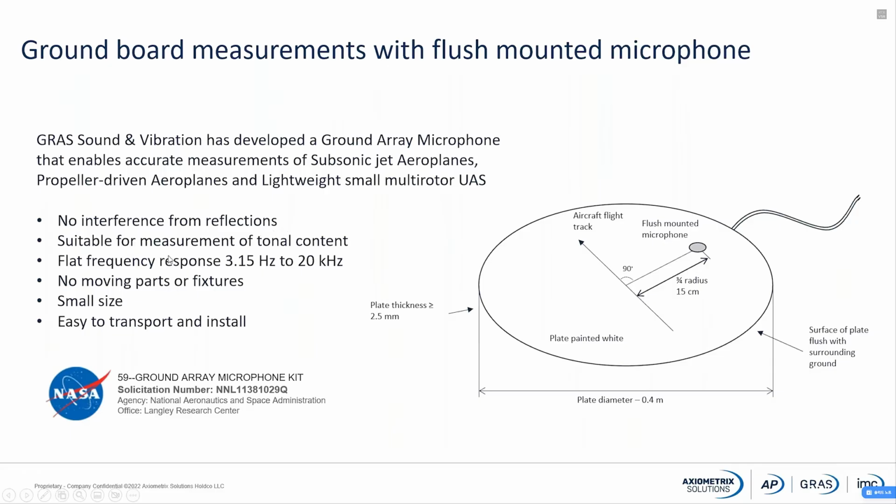And that will give no interference from reflections from the ground. It will be suitable for measurement of tonal content. It will have a flat frequency response from 3.15 hertz up to 20 kilohertz. And there are no moving parts or fixtures, so you can't mess up the 7 millimeter. It is small in size. It's only 40 centimeters, and it is easy to transport and install.